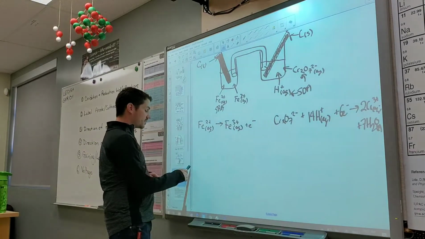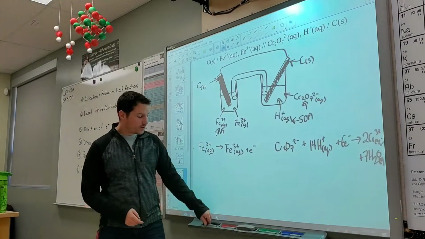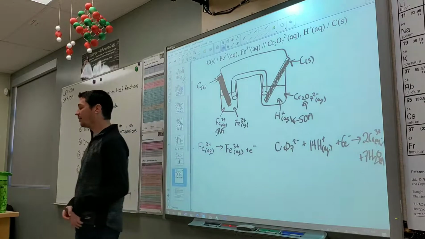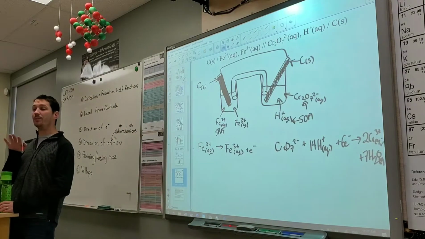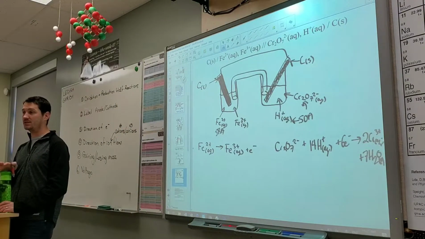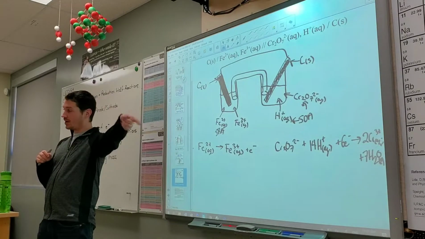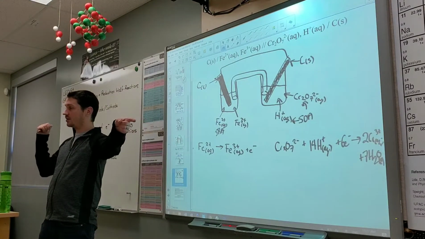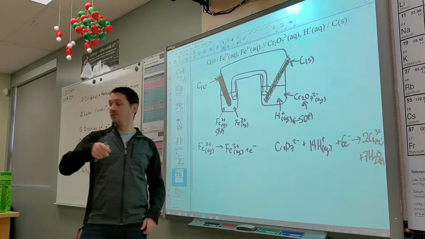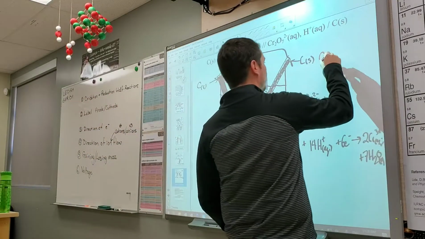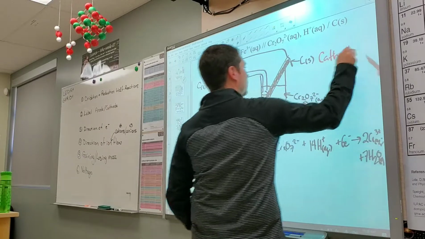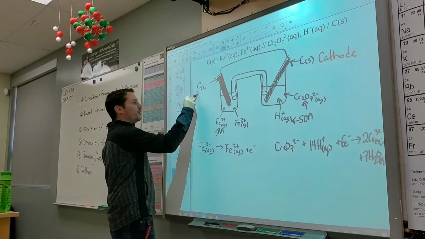Now let's think about this. Label the cathode and the anode. I understand they're both the same substance. So where's the cathode? Is it the carbon on the right side or the carbon on the left side? It's the carbon on the right-hand side. This is the cathode. This is the anode.